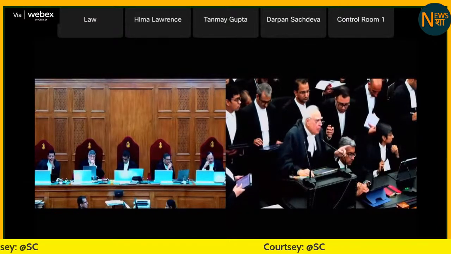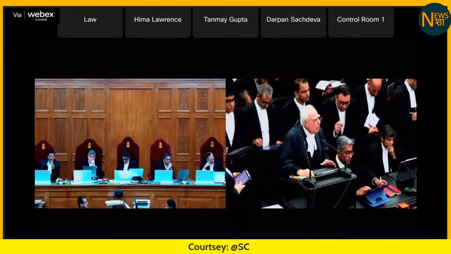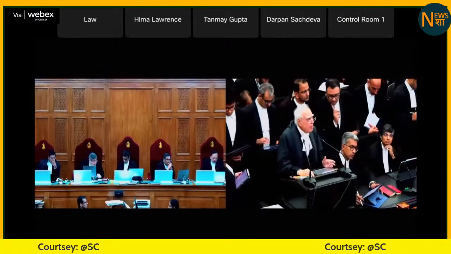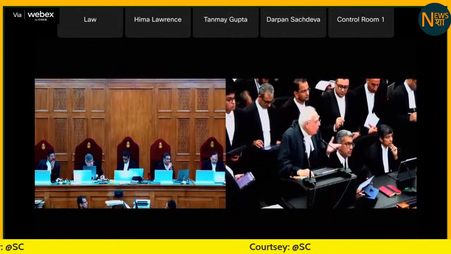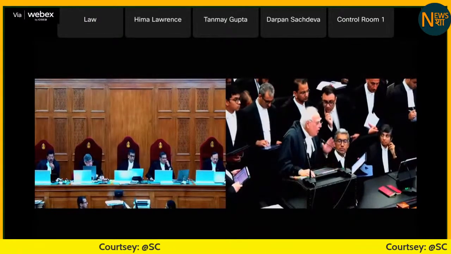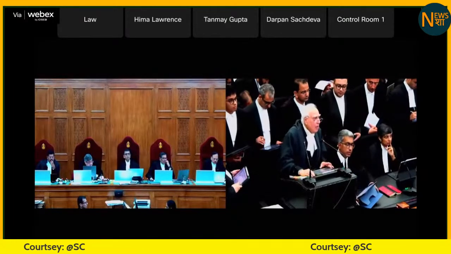It had to be temporary because at that time there was no constituent assembly. It was temporary, it had to be temporary. Perforce it was temporary. Even 3 cannot be amended. Section 3 cannot be amended.